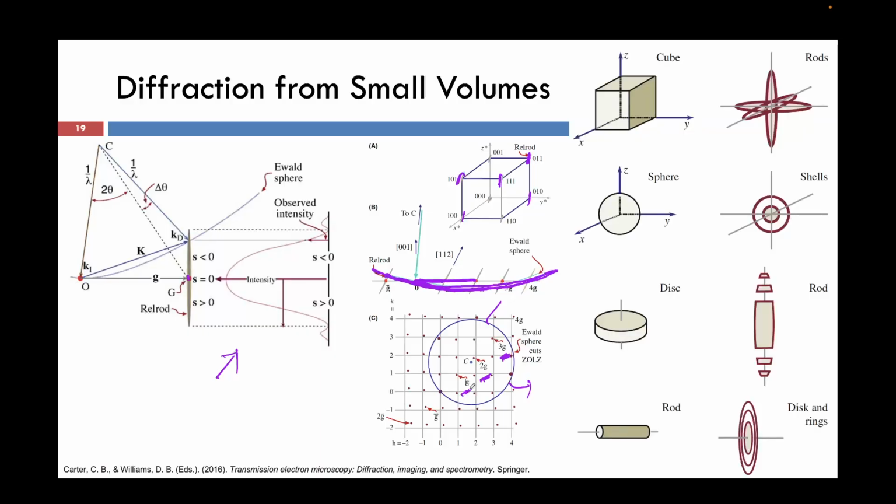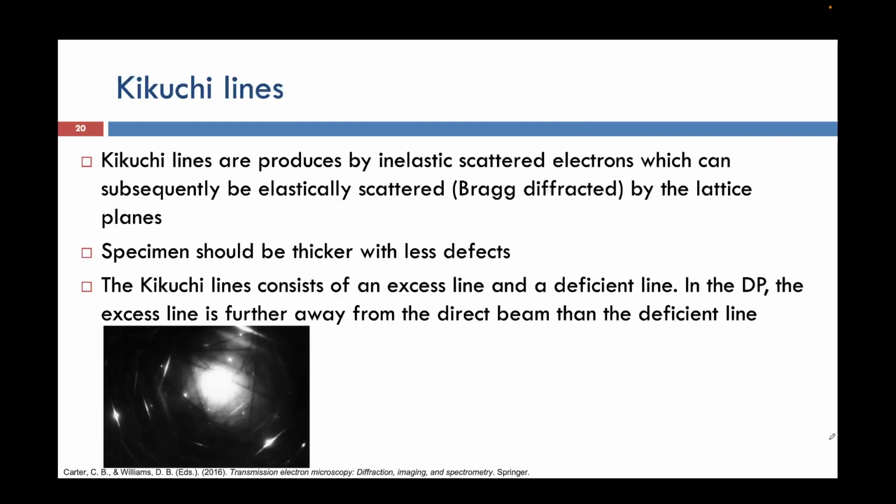Okay, and depending on the shape of the crystal that is diffracting, we will get different shapes in reciprocal space. If it is a cube-like structure, that means the planes are like this, then we will be getting a rod kind of structure. If we are considering that this is a sphere, we will be getting shells. If this is a disc, we are getting some rod kind of structure. If our diffracting crystal is a rod, then we will get some disc and ring kind of structure. Okay, and then comes Kikuchi lines.